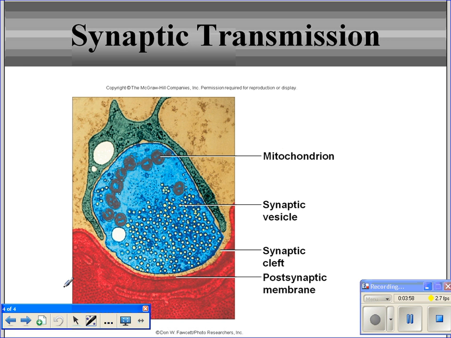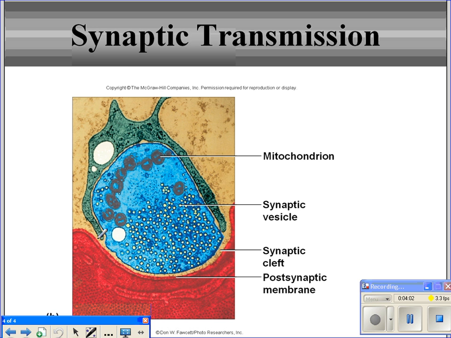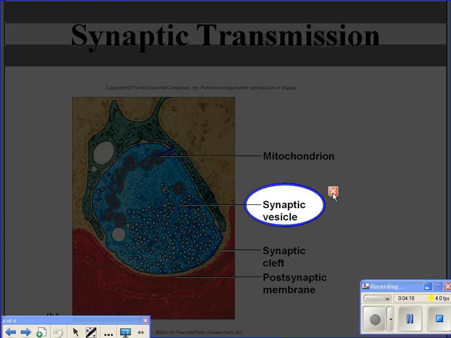So here's an actual picture of a microscopic view of what this looks like. And so you can't totally see everything, but here is our presynaptic neuron up here. Here you can see a mitochondria in the cell here that's going to make ATP, and all these little tiny bubbles in this area, those are the synaptic vesicles that house the neurotransmitter.